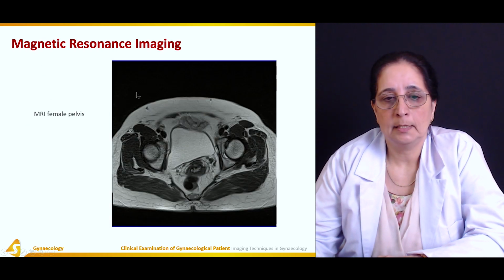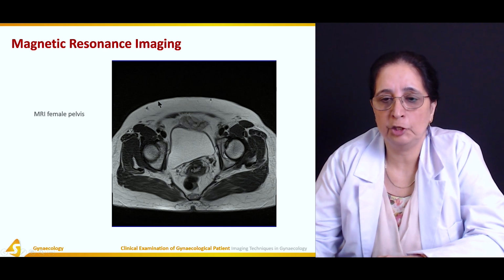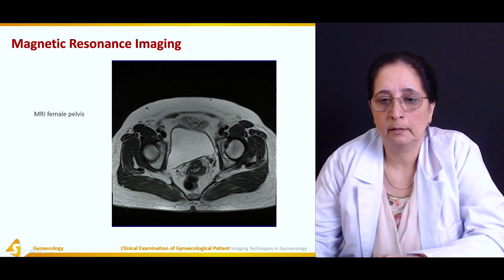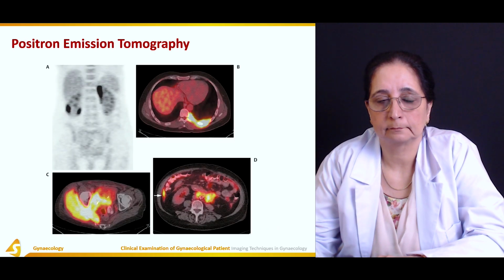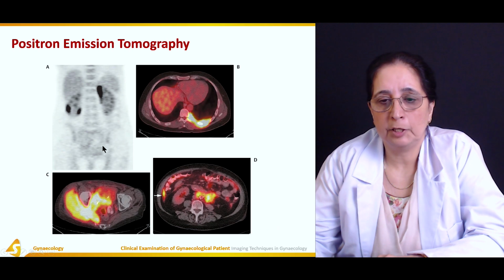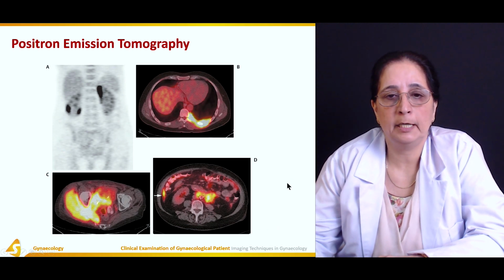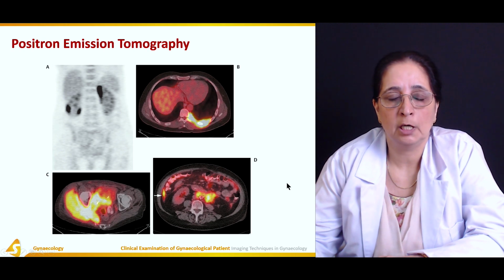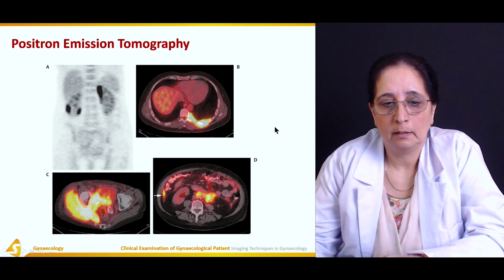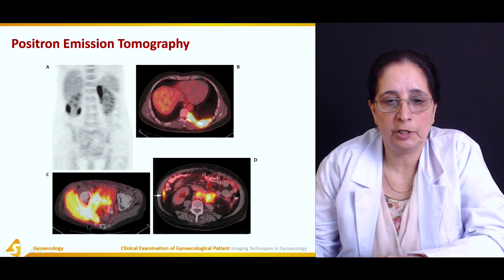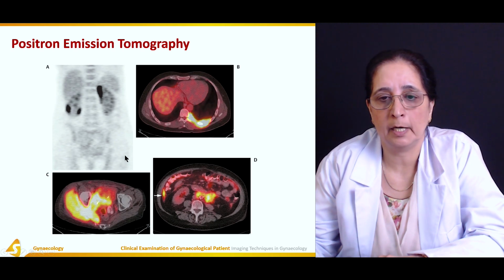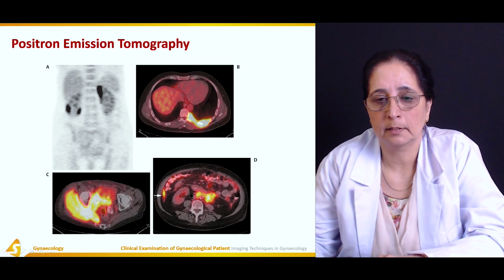So MRI, this is the MRI of the female pelvis, magnetic resonance imaging. Here, this is the picture of the female pelvis. These are the pictures obtained by PET or positron emission tomography. These are all done by radioisotopes. In this, radioisotopes are used to find out any abnormalities in the female reproductive system in gynecology.